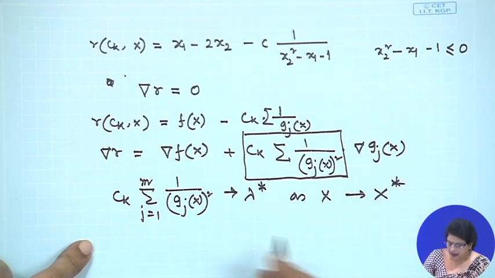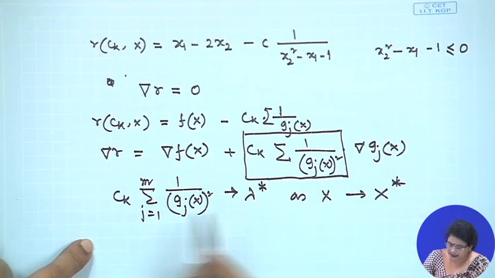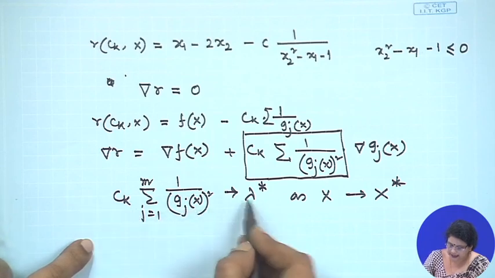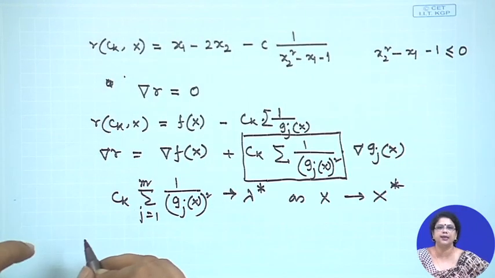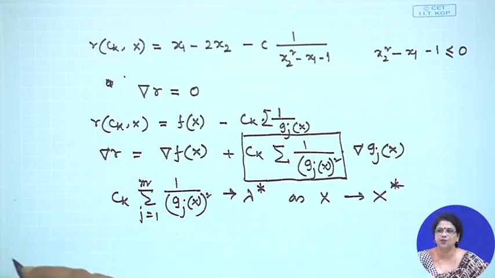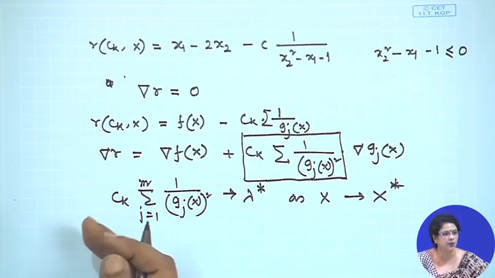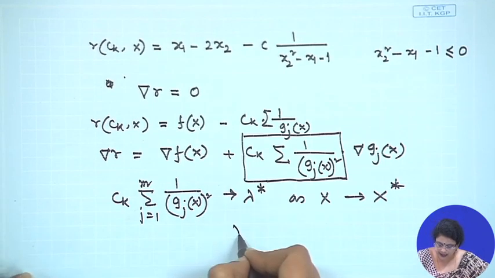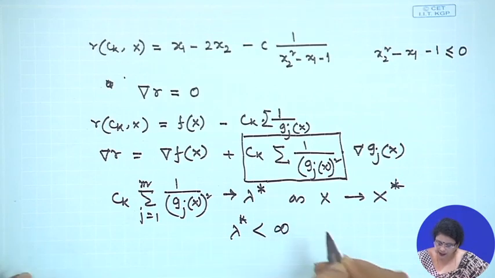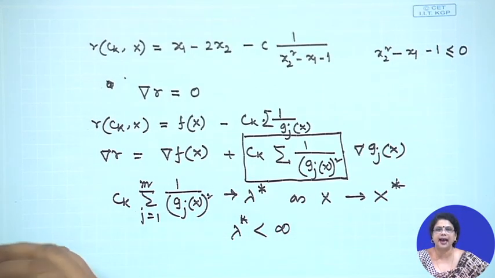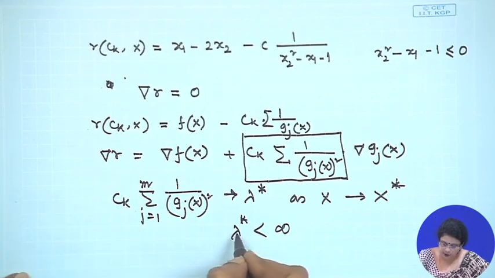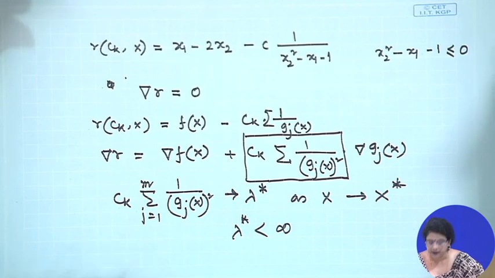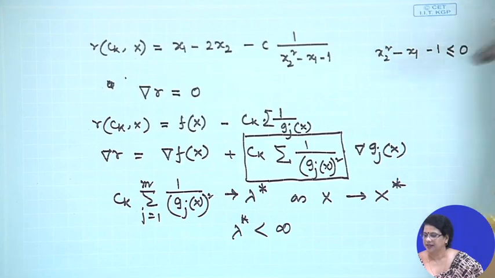Now, the other thing is we can say that lambda star is equal to 0 for an inactive constraint and lambda star not equal to 0 for an active constraint. Here also, when this lambda star is a finite value, then we can say that the corresponding g_j is a finite active constraint. All right, this is one consideration.